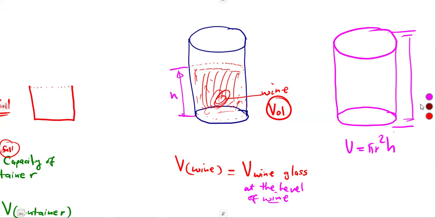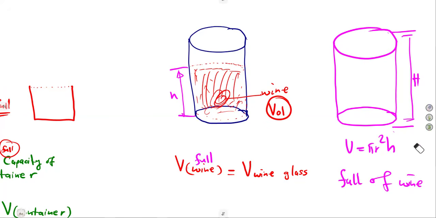It was up to a certain height. So it was not carrying every part of the glass, unless they mention that it is full of wine. Then you know that when it is full, it is no longer the volume of wine.